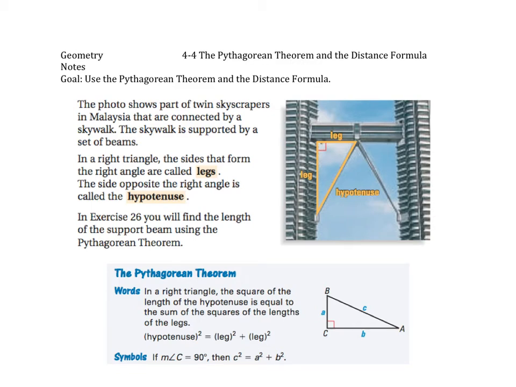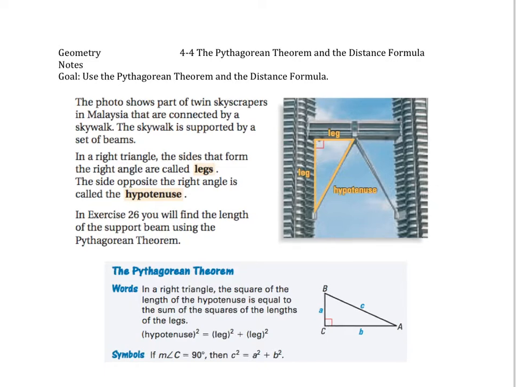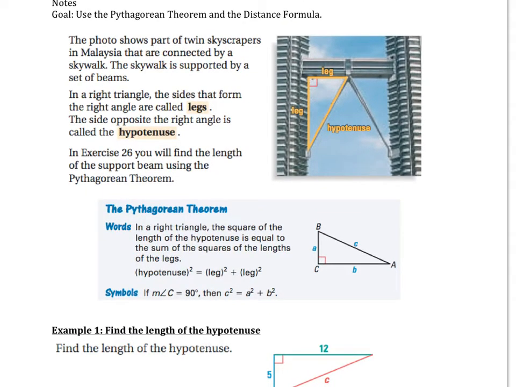Okay, this lesson is on the Pythagorean theorem and the distance formula. So the first thing I think we need to do is just review some vocabulary, first being what the parts of a right triangle are called. The side opposite the right angle is the hypotenuse. And then the two sides that form the right angle are the legs.